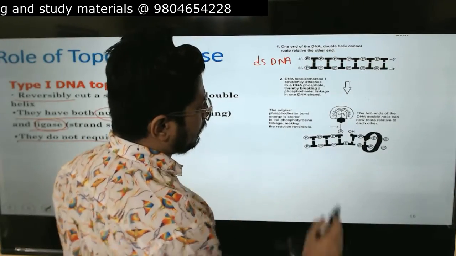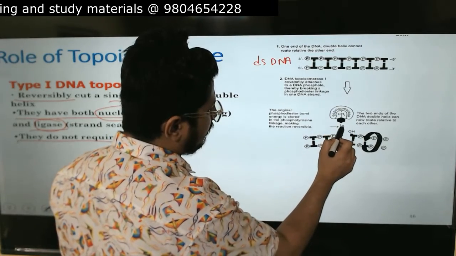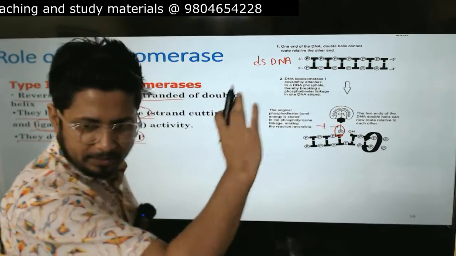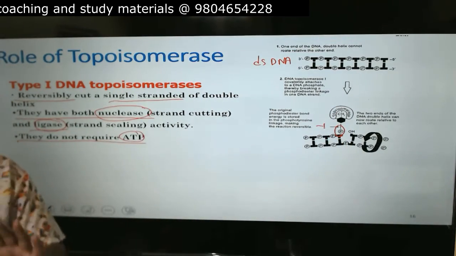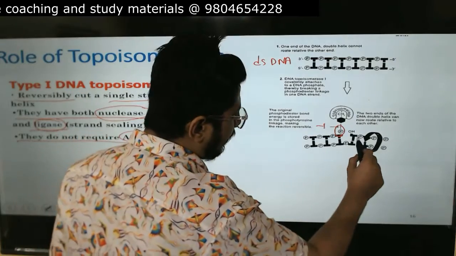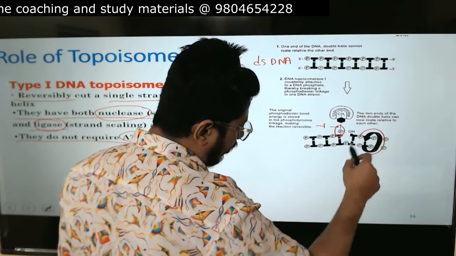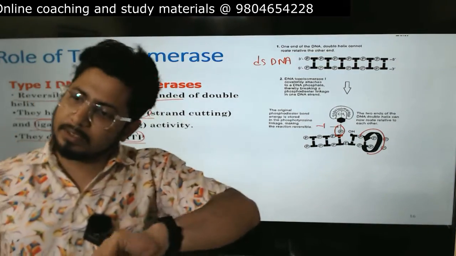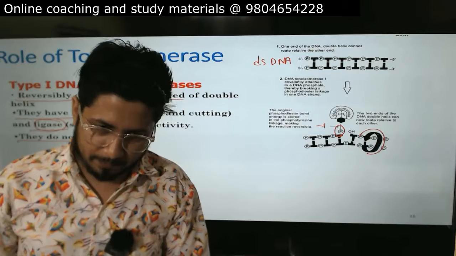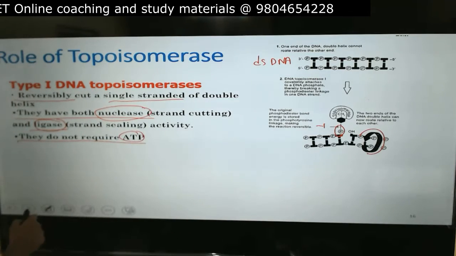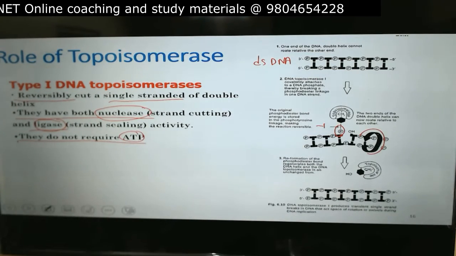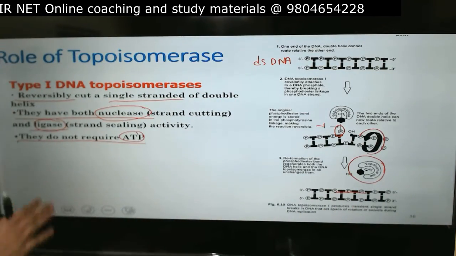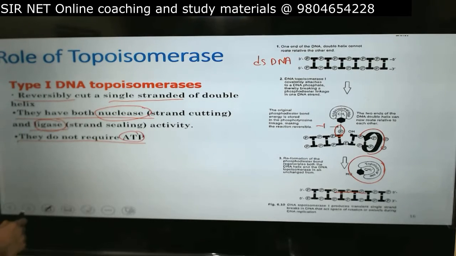Topoisomerase 1, this is topoisomerase with a hydroxyl that cuts the phosphate. You see, it associates with one phosphate, either with -1 or +1, and depending upon that we have a nomenclature, type 1A and type 1B. And then what will they cause? They will cause a rotation, either clockwise or counterclockwise, depending upon the supercoiling. If the coiling is clockwise, it will do a counterclockwise rotation. Once the tension is released, religation is done, and the topoisomerase gets released. This is how topoisomerase 1 works.